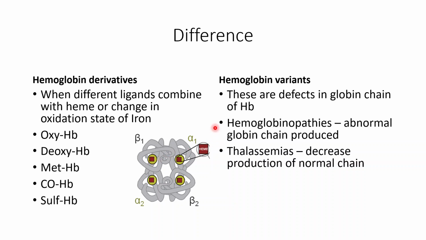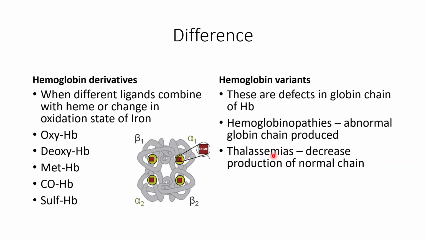Hemoglobin variants are the defects in the globin chain of hemoglobin. So when you talk about variants, we are referring to the globin part, that is the alpha chains and the beta chains. When a defect occurs in these globin chains, then it is called hemoglobin variant defects. Clinically, this is what hemoglobinopathies are known as. Hemoglobinopathies means abnormal globin chain is produced.